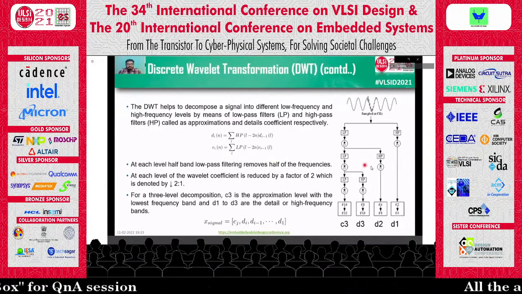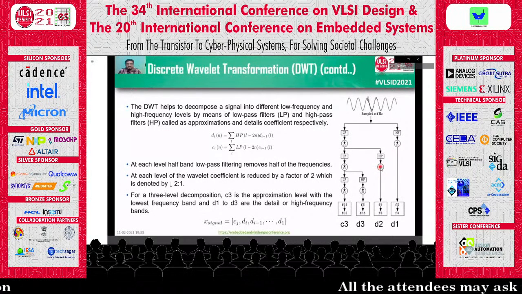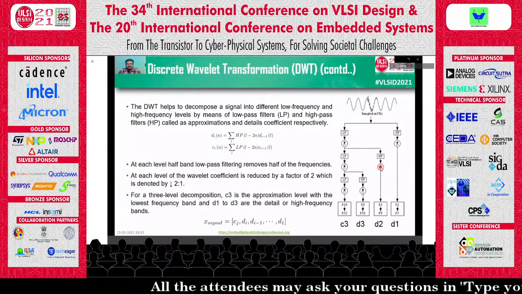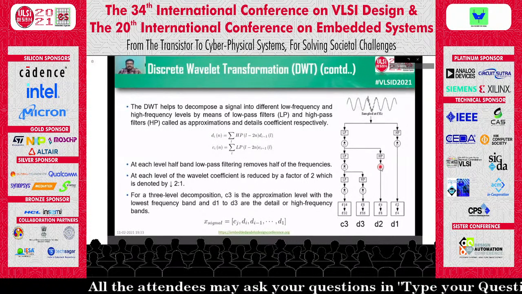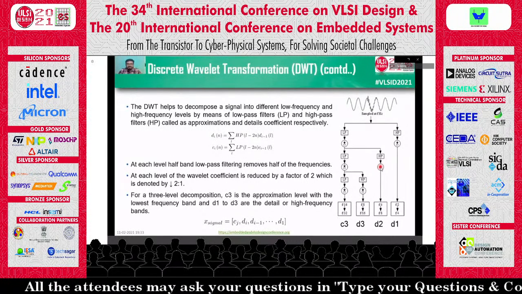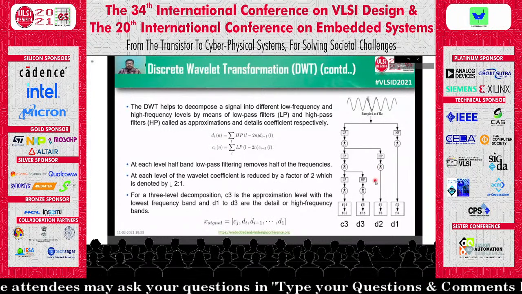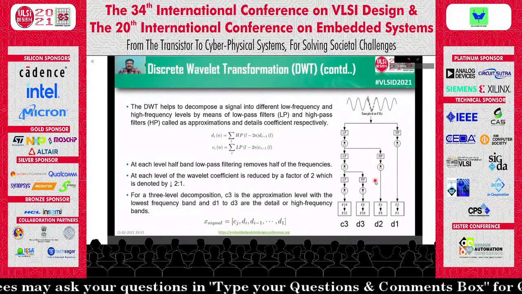A signal can be decomposed with the help of wavelet transform into different low frequency and high frequency levels by means of a low pass filter and a high pass filter to produce a family of higher and organized components of signals called approximation and details respectively. The figure in this slide shows a three-level decomposition of a signal.